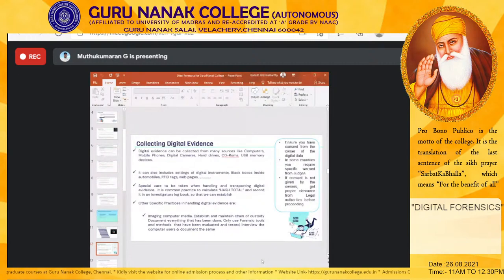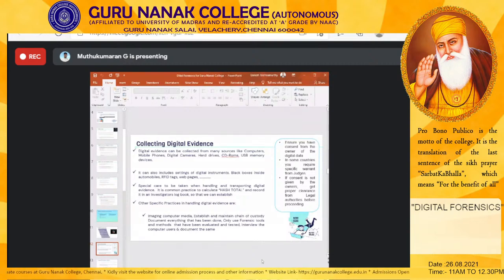There are many sorts of digital evidence which are available. It can be a computer, a mobile phone, a digital camera, a CD-ROM, a USB drive, any sort of device. It can also be a digital instrument, a black box inside an automobile, as I just told you, RFID tags, web pages. All these things have data in them. And depending on the nature of the crime, the person who has to go into the crime scene should pick up the evidence which is required for this.